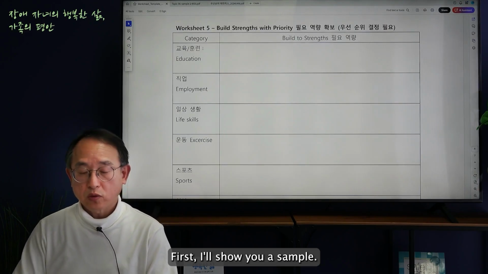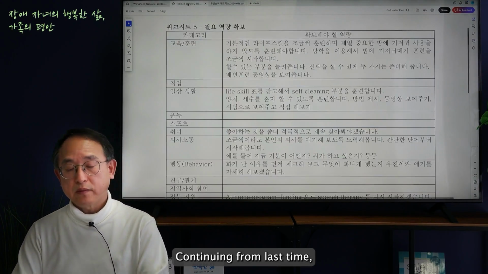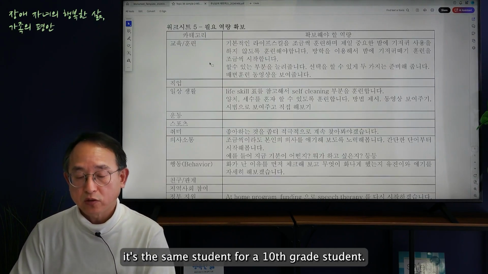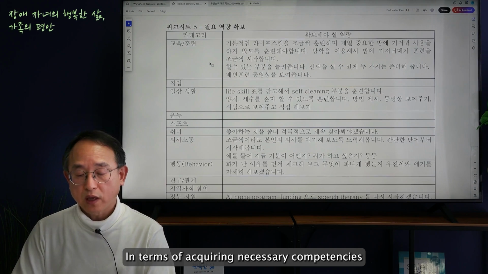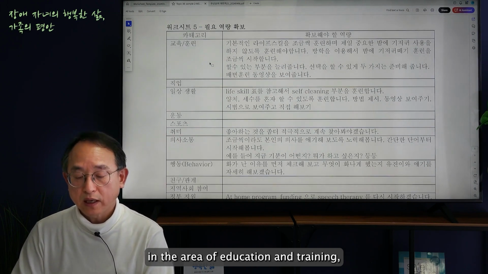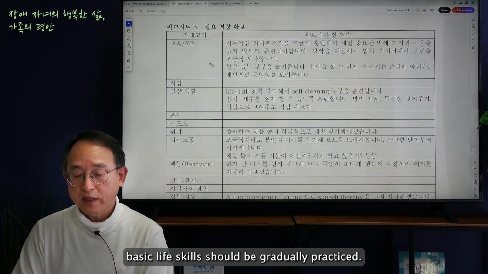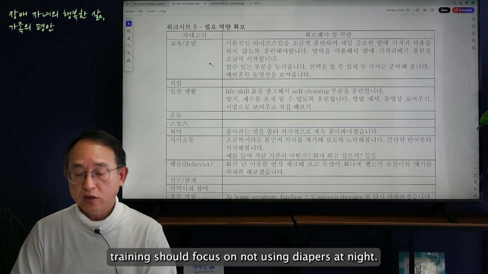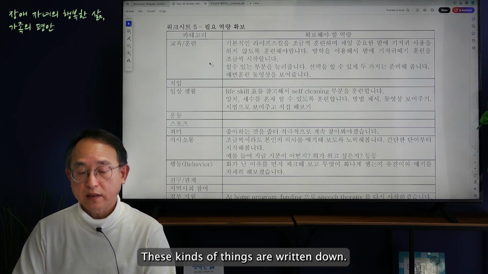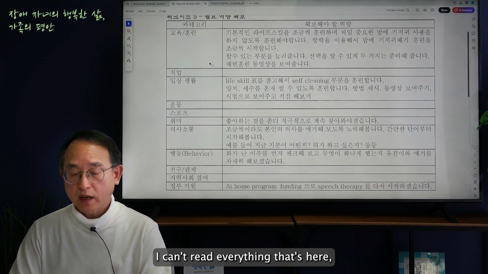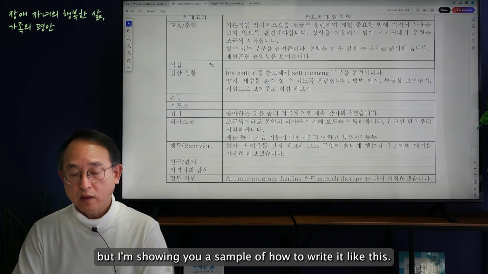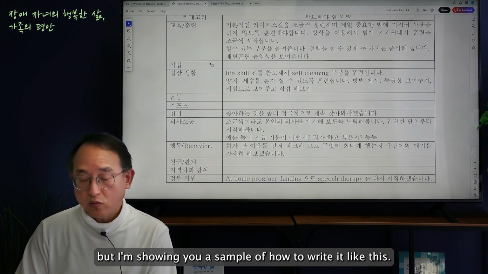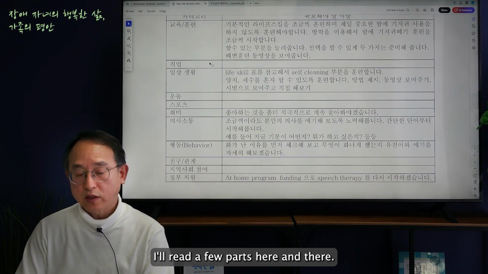First, I'll show you a sample. Continuing from last time, it's the same student. For a 10th grade student, in terms of acquiring necessary competencies in the area of education and training, basic life skills should be gradually practiced, and most importantly, training should focus on not using diapers at night. These kinds of things are written down. I can't read everything that's here, but I'm showing you a sample of how to write it like this. I'll read a few parts here and there.